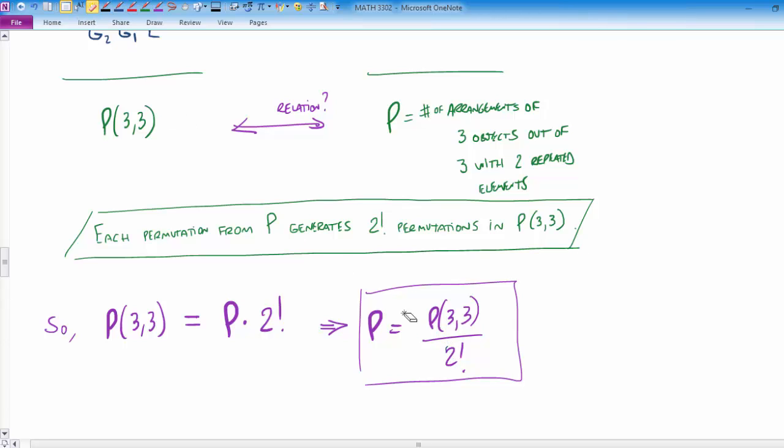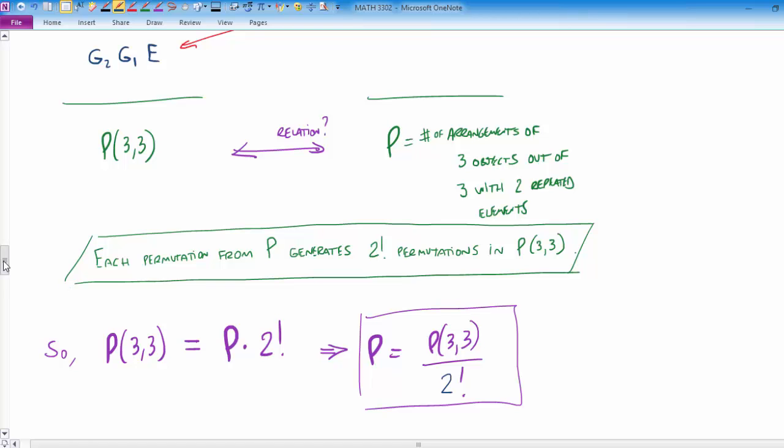So it's a similar idea to what we've seen before with the relation between combinations and permutations. Now this is not combination. This is permutations or arrangements of repeated objects.